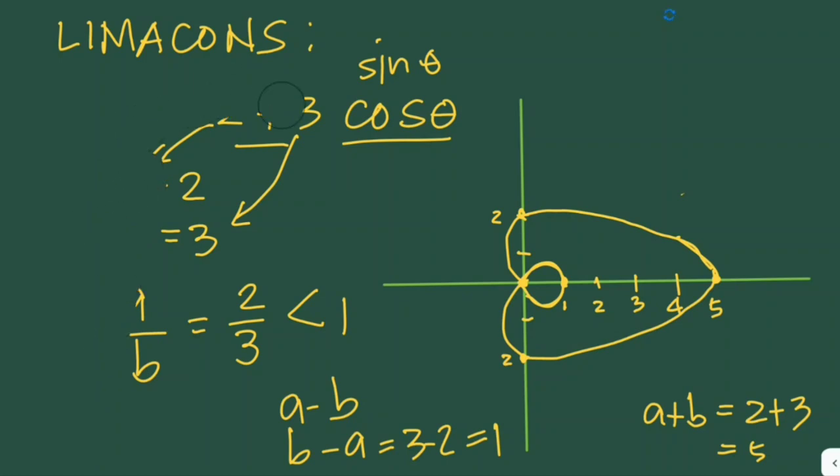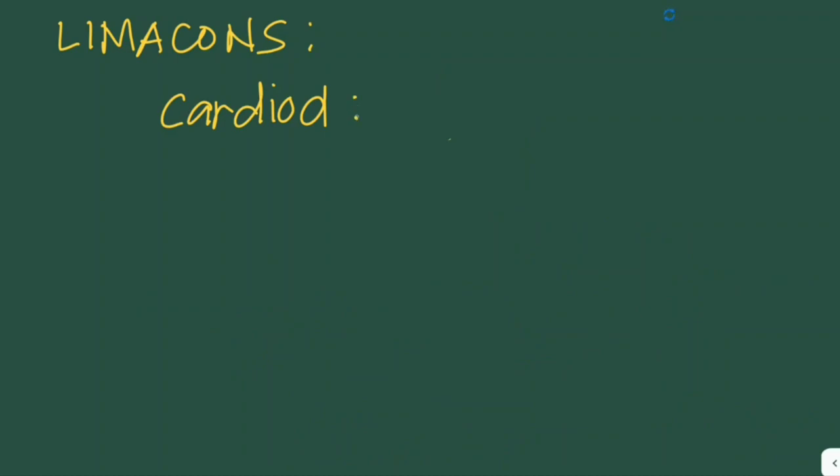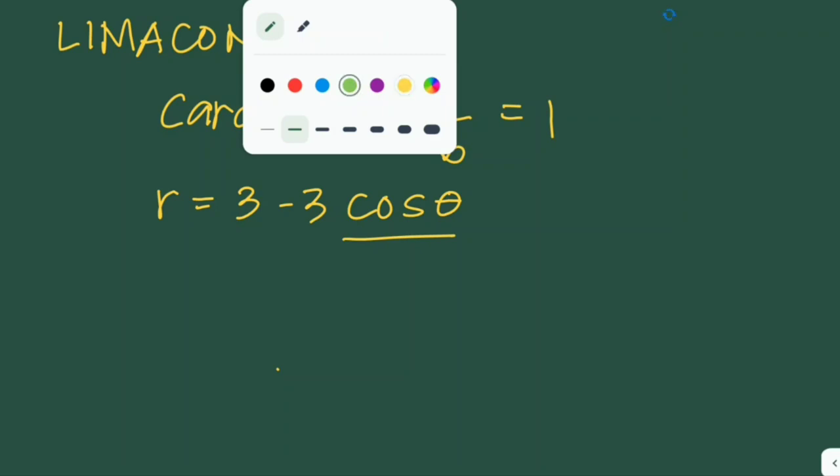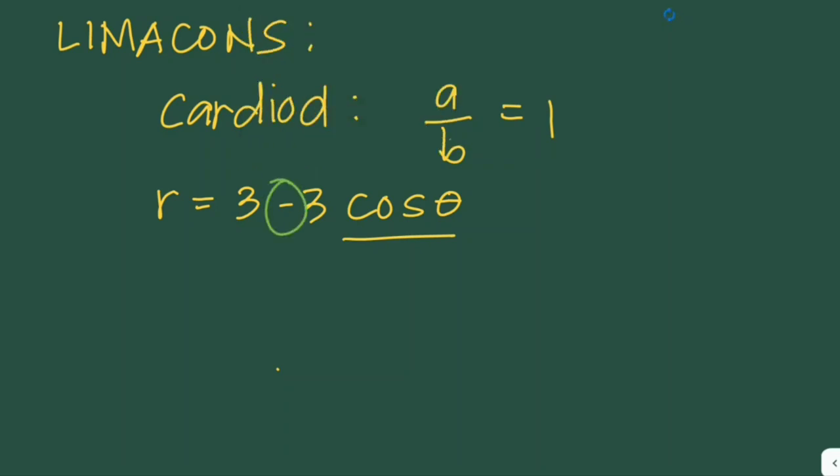Now let's talk about the cardioid. A cardioid is when the ratio of A to B is equal to 1. Let's say, for example, we have the equation r equals 3 minus 3 cosine theta. It is cosine theta, so our graph would be facing towards the left or the right, and it is minus, or negative, here. So our graph would be facing to the left. The value of our A is 3, as well as our B. Therefore, the ratio of A to B is 3 over 3, which is equal to 1. So our graph would be a cardioid.